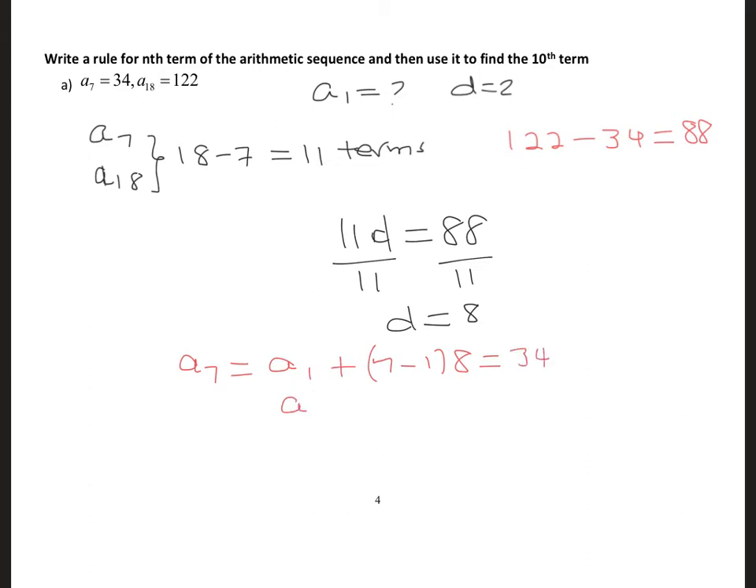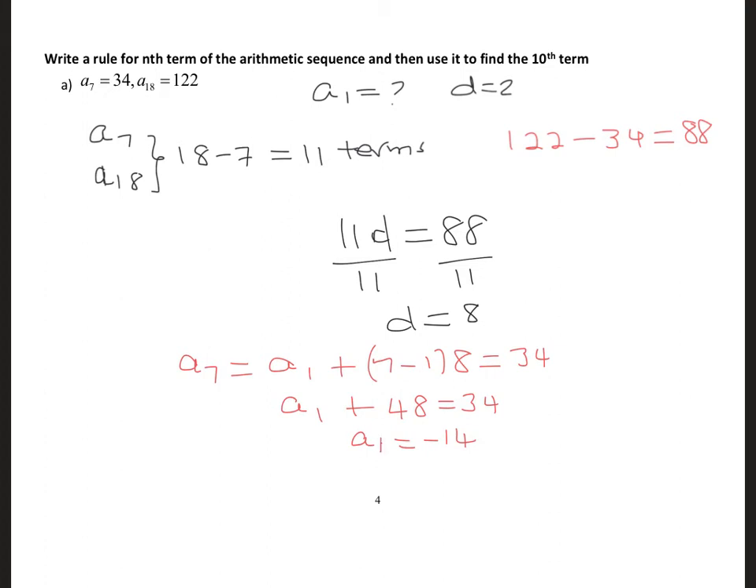and that should give me 34. So this gives me a1 plus 6 times 8, which is 48, is equal to 34. And what does that mean? That means the first term is equal to -14. So the first term is -14.